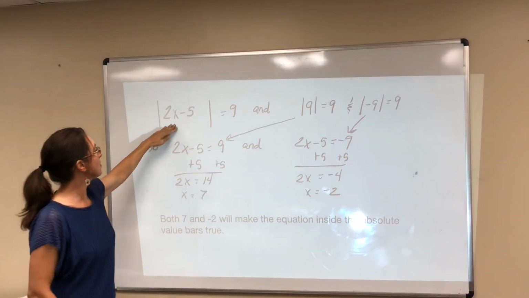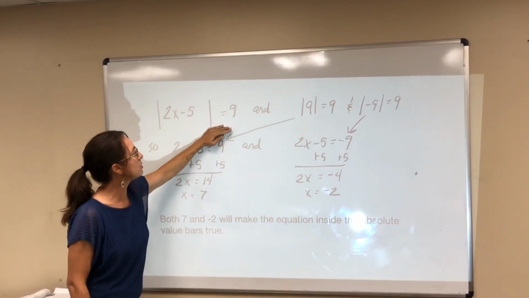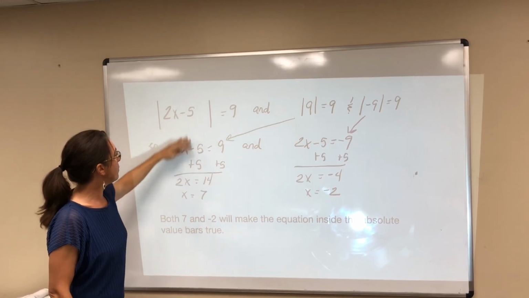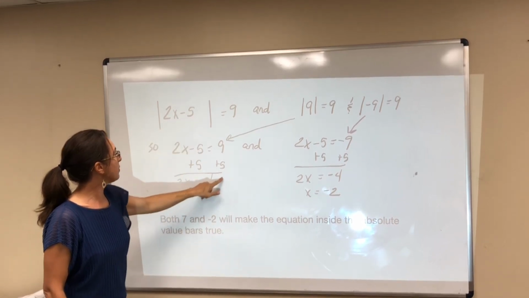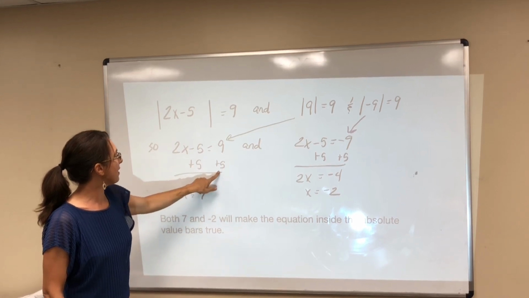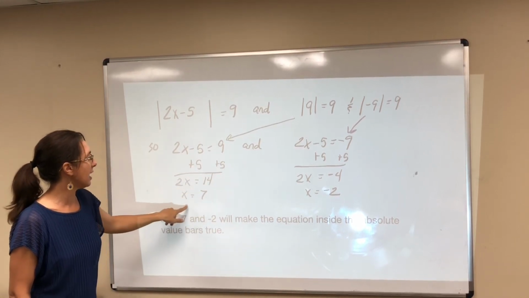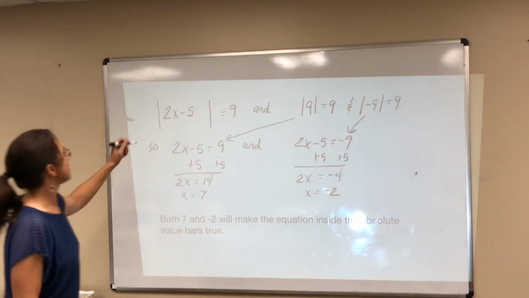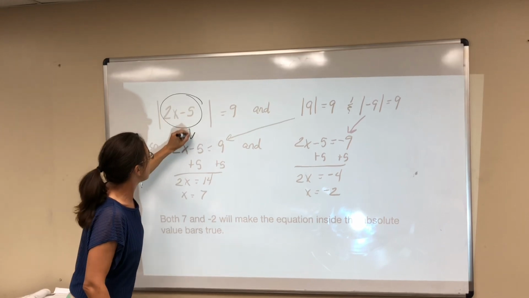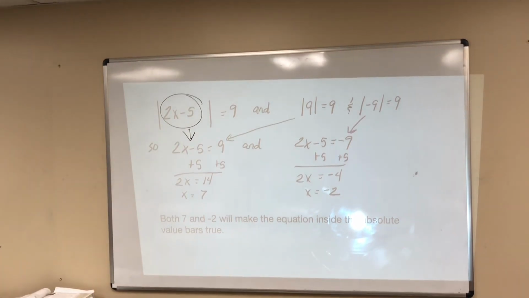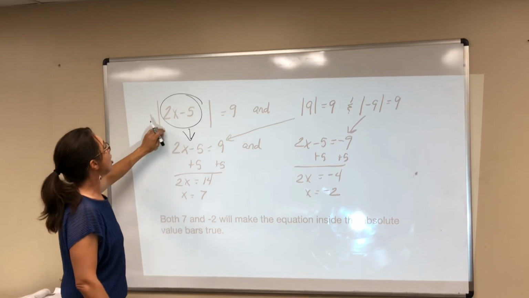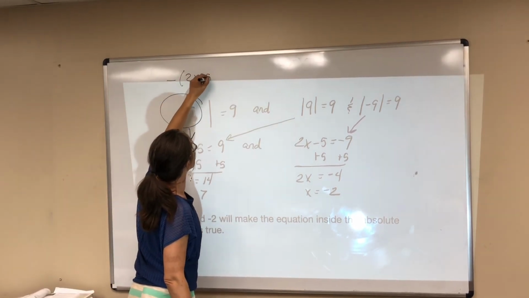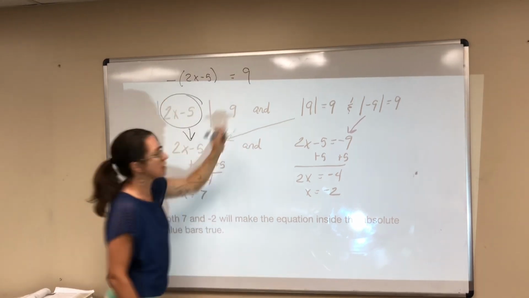Okay, so in this case, we've got |2x - 5| = 9. So we would pull it out, and we add our 5 to both sides. We've got 2x = 14, x = 7. Okay, now, in this case, this is the positive version. I can also say the negative version of this, -(2x - 5), is also equal to 9.